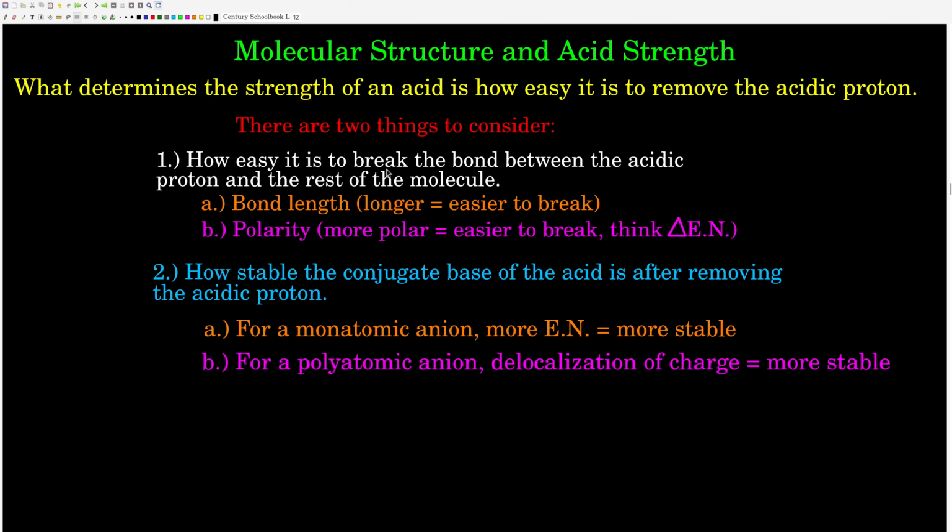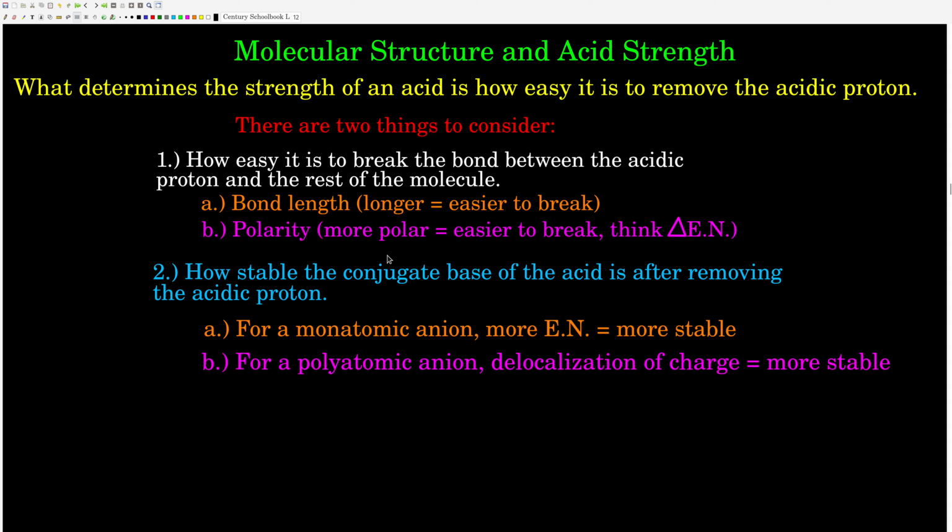So when we're looking at how easy it is to break the bond, there's two factors that come into play. How long the bond is: the longer a bond is, the easier it is to break. And the polarity of the bond. The bond we're talking about is always, in this scenario, the bond between the proton, hydrogen, and whatever atom it's attached to in the acid. So the longer that bond is, the easier it is to break, and the stronger the acid. The more polar that bond is, the easier it is to break.